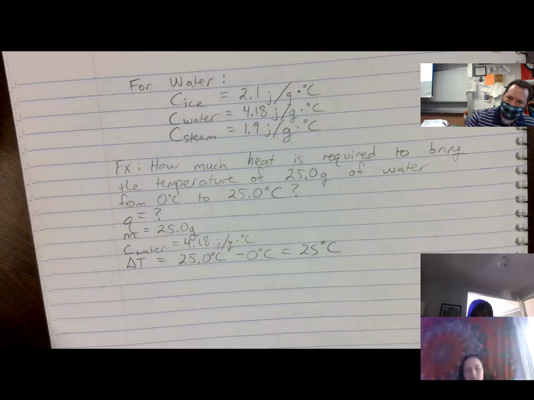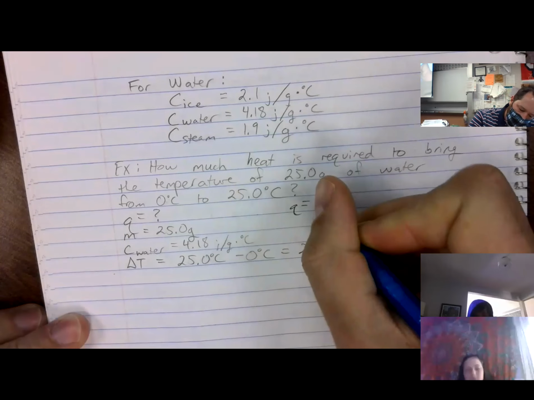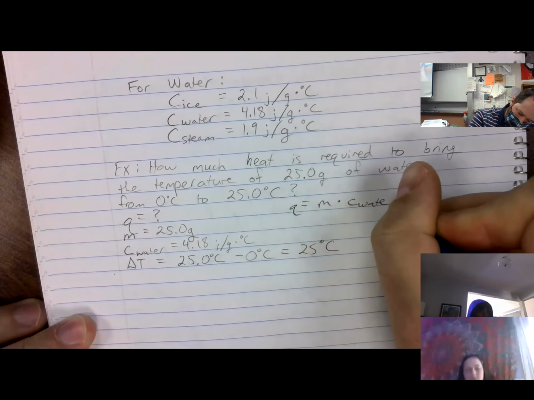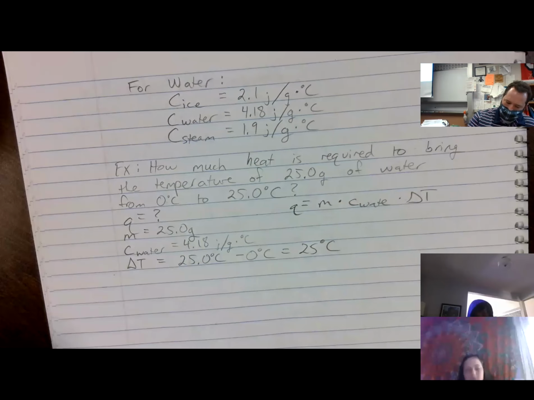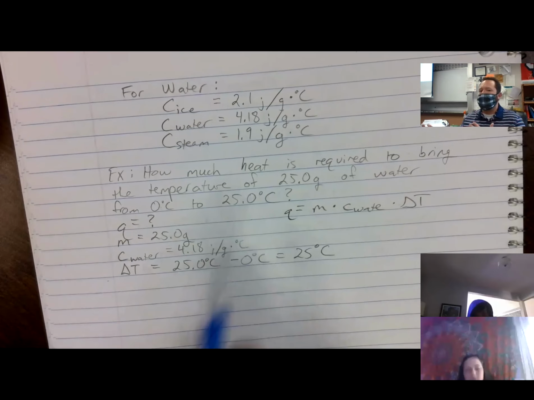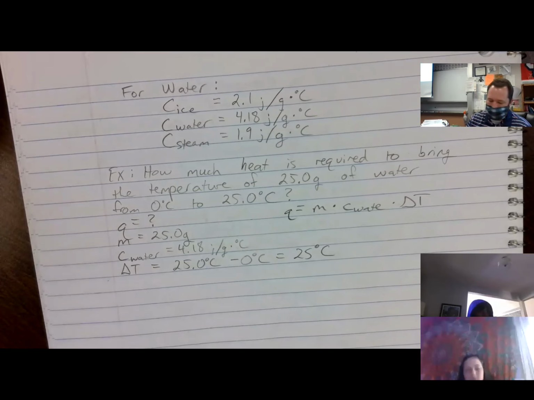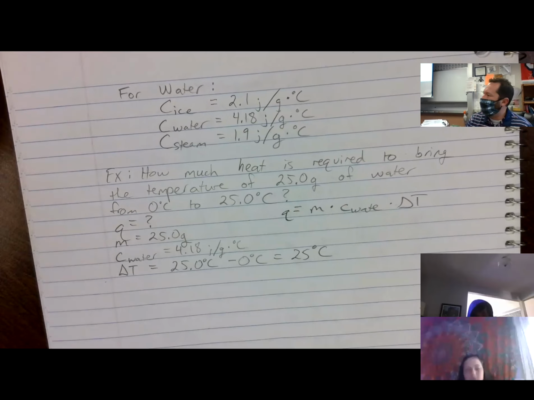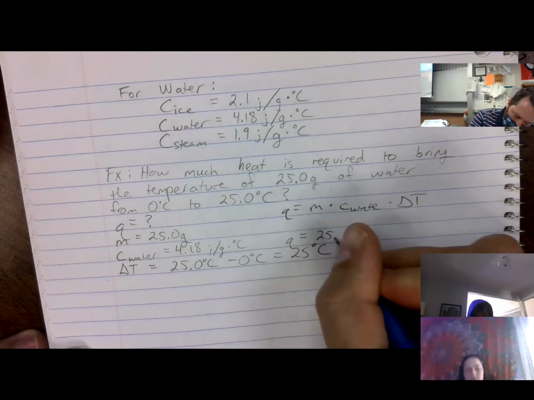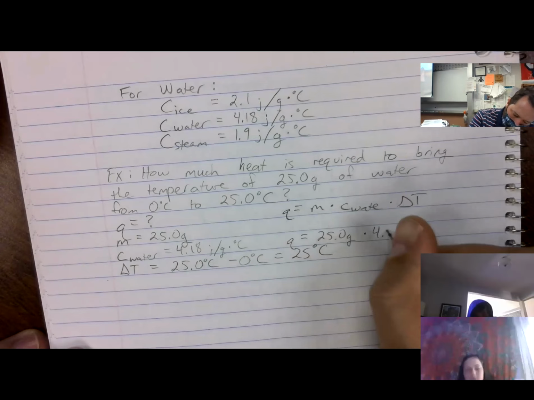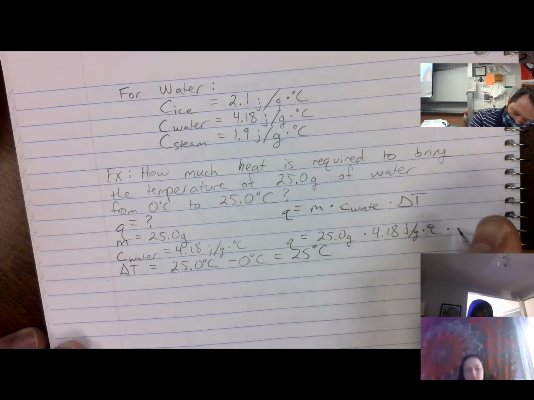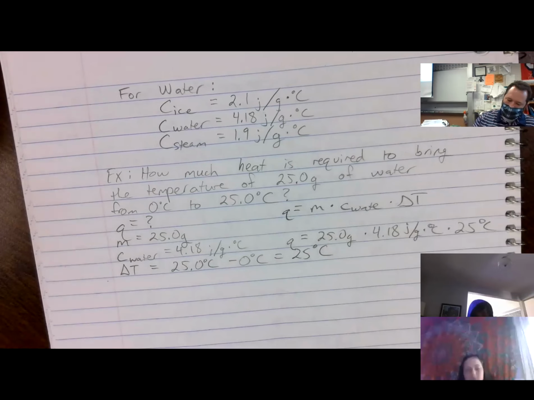All right, let's set this up and solve for it. Our formula is Q is equal to mass times specific heat times delta T. We have a mass, we have a specific heat, we have a delta T. We're looking for Q, that's perfect. Our formula is set up already. We have the variable we're trying to solve for on the side by itself. We're good. So let's plug in our variables, 25 grams, 4.18 joules per gram degree Celsius, and 25 degrees Celsius.